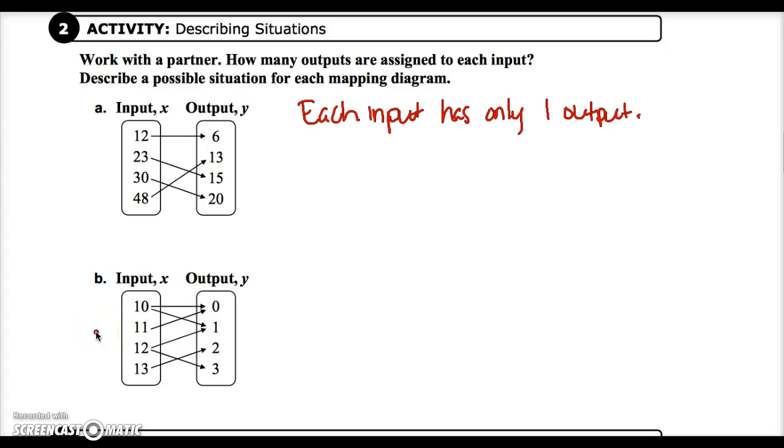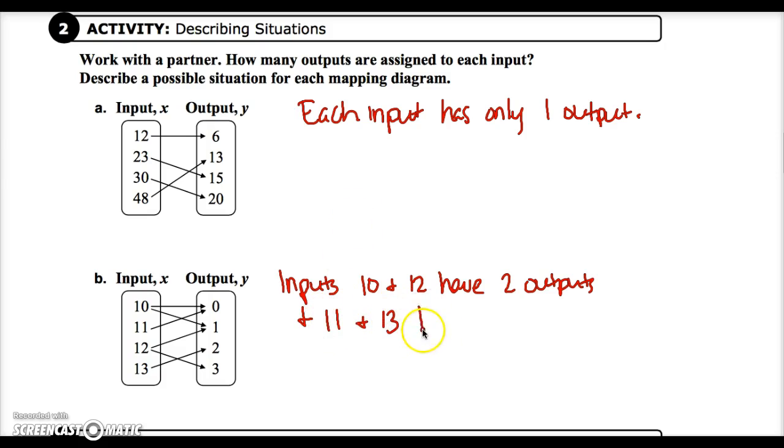If you look at part B, if you notice, the input of 10 goes with 0 and it goes with 1. 11 only goes with 0. 12 goes with 1 and 3. And 13 only goes with 2. So we're going to say inputs 10 and 12 have 2 outputs, and 11 and 13 have 1 output.